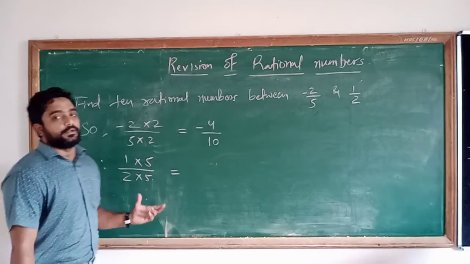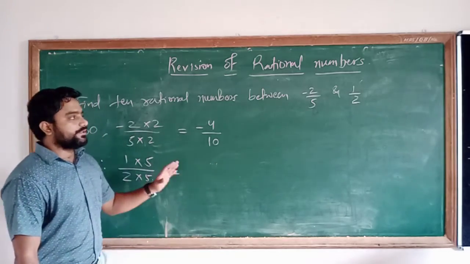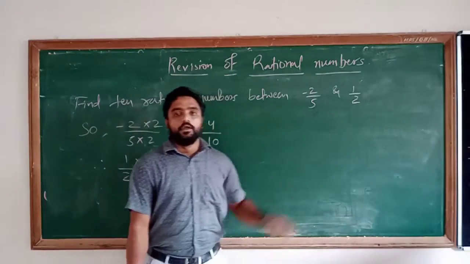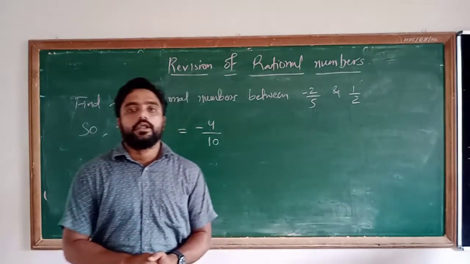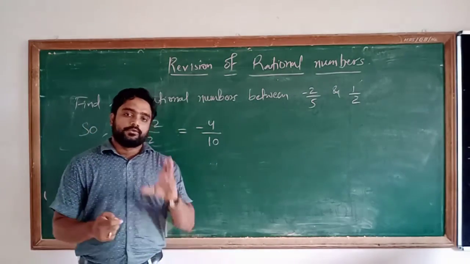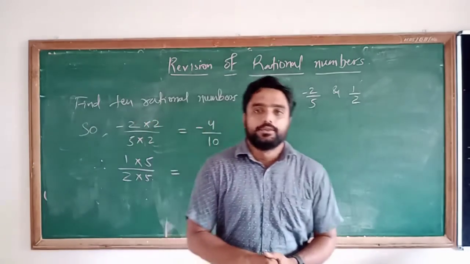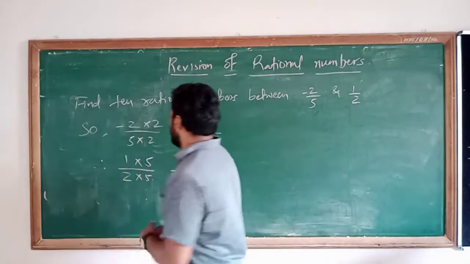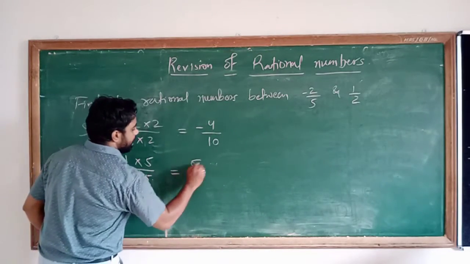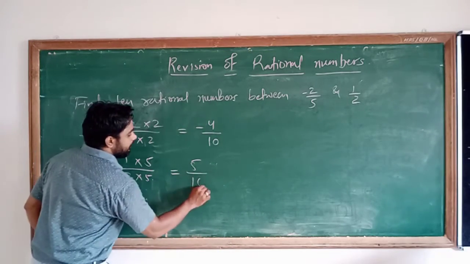Listen here, in this method we have to obtain the rational number between both of the rational numbers without the number line. Understand or not? There are basically two methods to obtain the rational numbers between two rational numbers: by a number line and without the number line. Understand or not? Okay. So 5 ones are 5 and 2 5s are 10.